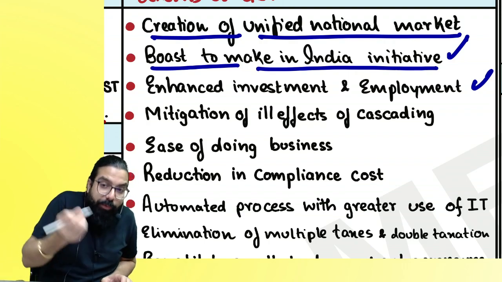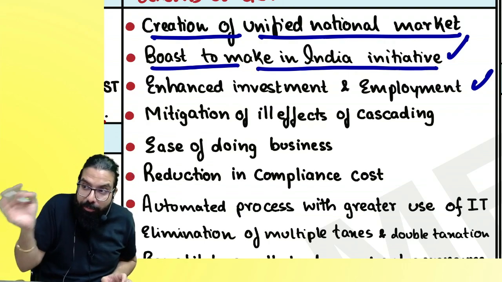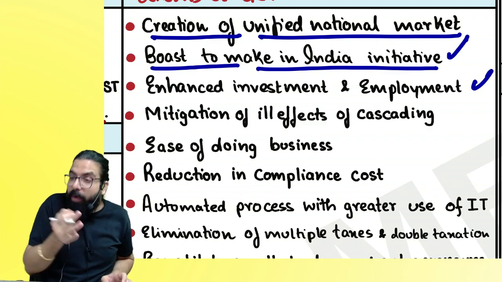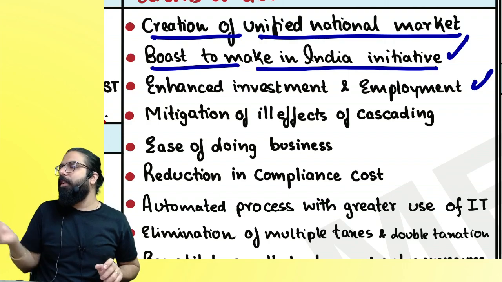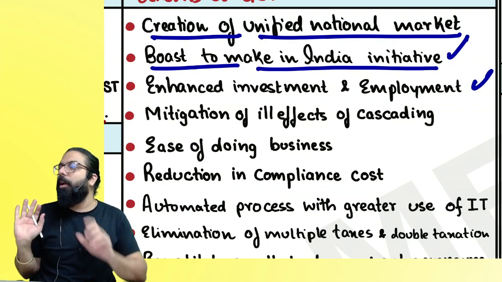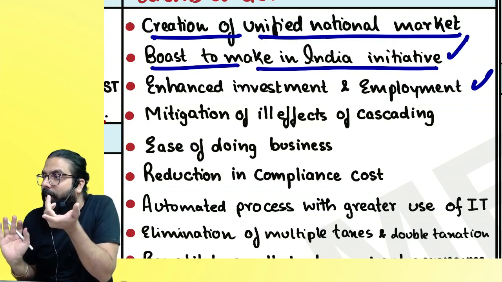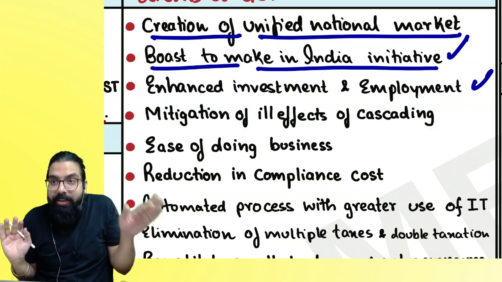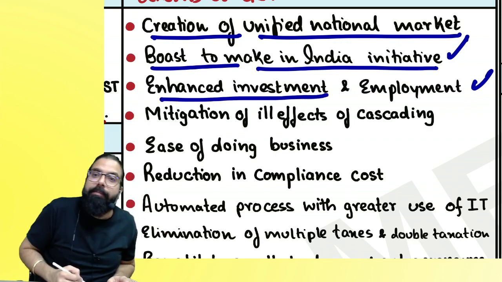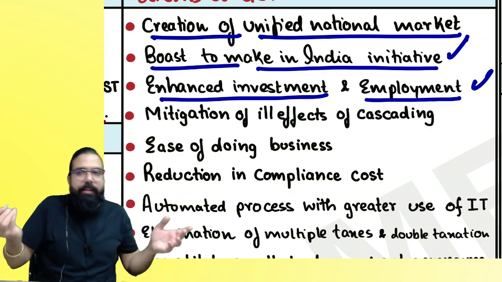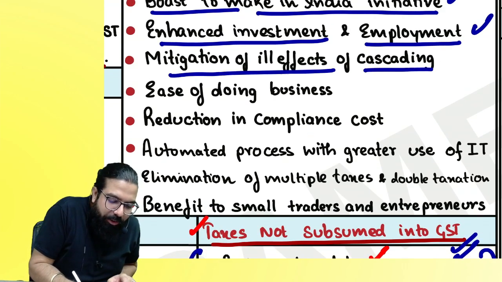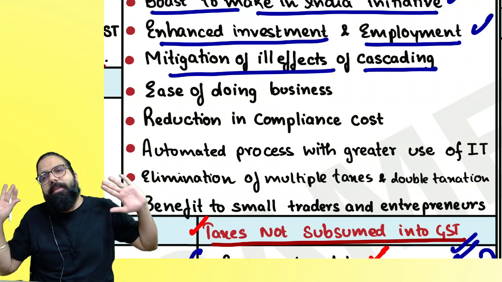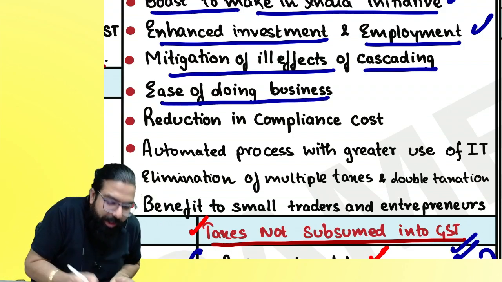So because of GST, just imagine, free flow of credit happened. The cost of a commodity: a 100 rupee item, GST 18%, I will get 18 rupees of credit. It means for me the cost is only 100. Yes or no? When Make in India is cheaper, people started investing in India and employment started generating. Can I go ahead, everyone? Next, mitigation of ill effects of cascading. The cascading effect is gone.